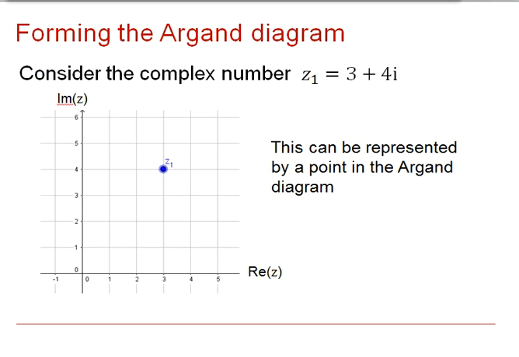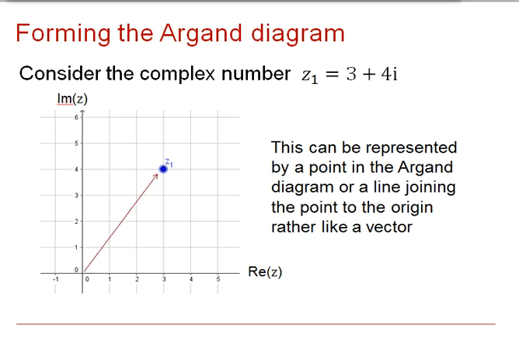Let us consider a complex number z1 equals 3 plus 4i. We can represent this by a point in the Argand diagram, which will have coordinates 3, 4, where we can see that the 3 is the real part and the 4 the imaginary coefficient. So whilst we can represent that complex number by coordinates 3, 4, i.e. a point in the Argand diagram, we can also think of it as a line joining the point to the origin, rather like a vector.